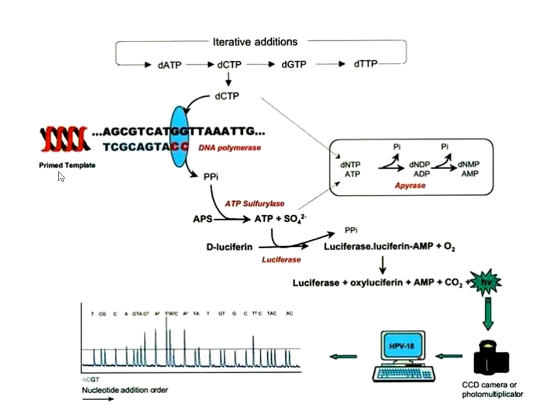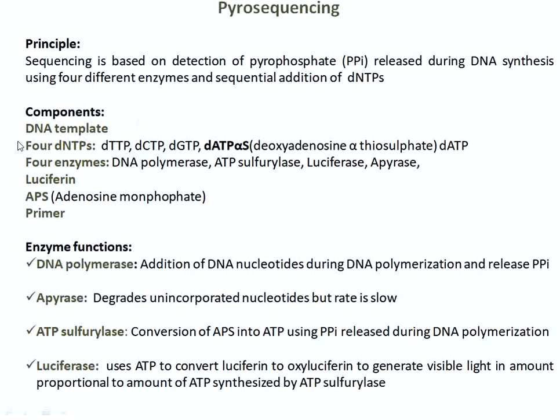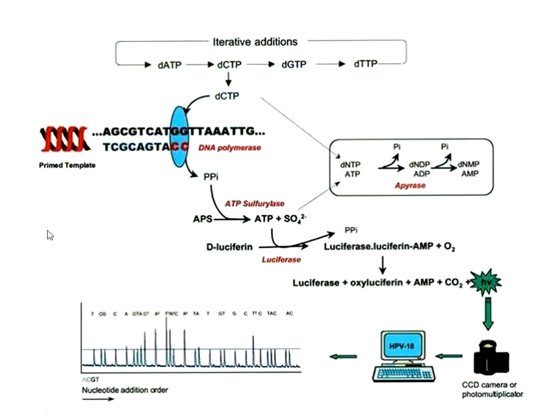So here we can see the detailed overview, a diagrammatic representation of pyrosequencing. This is a template DNA used for DNA sequencing, and it has the primer attached as a sequence to provide the 3' OH group for the addition of a new nucleotide by DNA polymerase. In the PCR reaction, we have added all these components: DNA template, dNTPs, enzymes, luciferin, APS, and primer. In this PCR reaction, we are adding the different nucleotides sequentially.